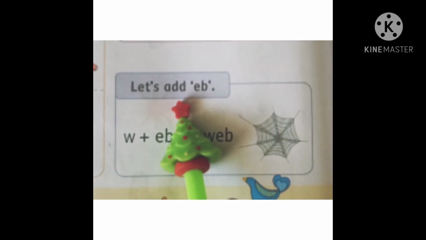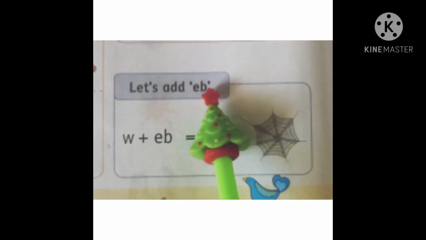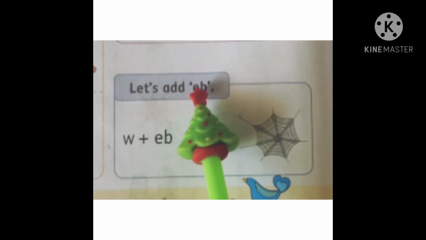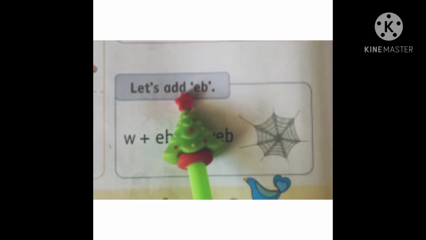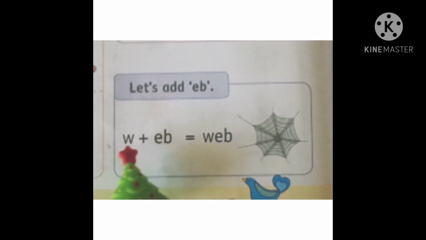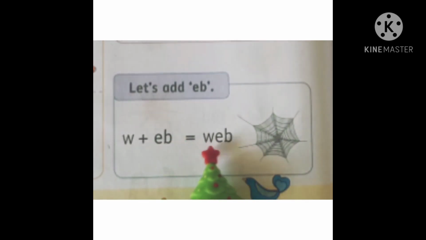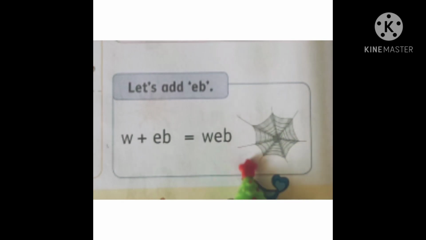Let's add eb. E says eh, B says b. It makes eb. This is letter W. W says w. Add eb. Now the complete word is w, eh, b, web. This is the picture of a web. Do you know? Web is the home of a spider.